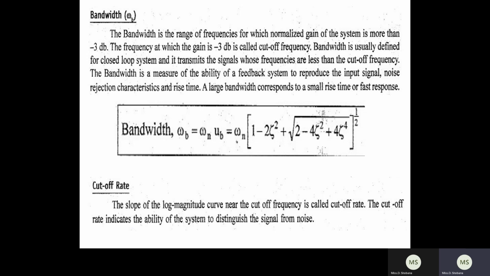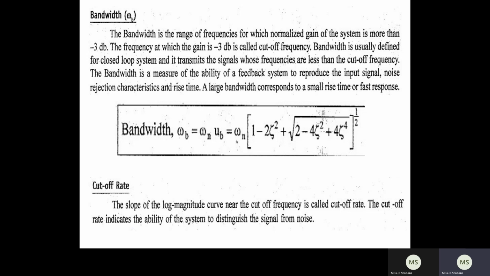Bandwidth is the range of frequencies for which the normalized gain of the system is more than minus 3 dB. The frequency at which the gain is minus 3 dB is called the cutoff frequency. Bandwidth is usually defined for the closed loop transfer function, which can transmit signals whose frequencies are less than the cutoff frequency. Bandwidth is used to measure the ability of a feedback system to reproduce the input signal, its noise rejection characteristics and the rise time. A large bandwidth corresponds to a small rise time or faster response.